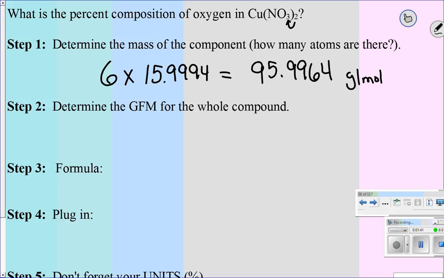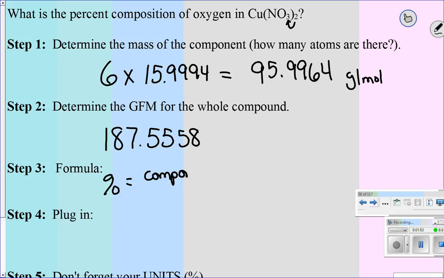Your GFM for the whole compound should come up to be 187.5558. Our formula is going to be our component over GFM times 100.